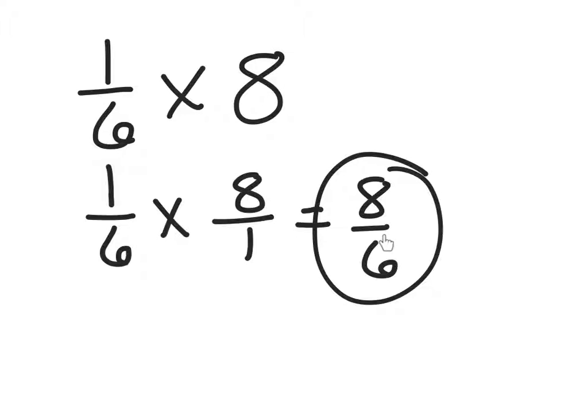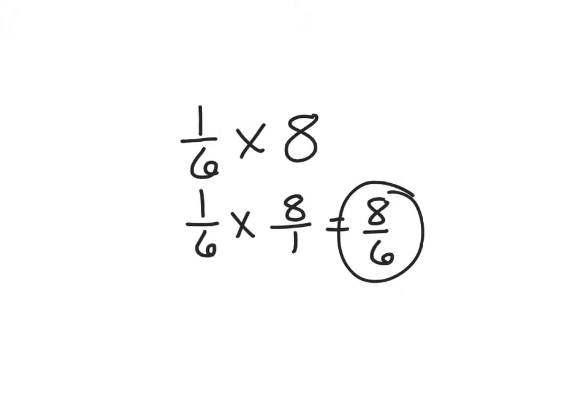However, it is not simplified. 8/6 is a top-heavy or improper fraction, right? Because our numerator is bigger than our denominator. So that means I can think of this in 3 ways. 8/6, 8 out of 6, or in this case, 8 divided by 6. So let's go ahead and do that right now.